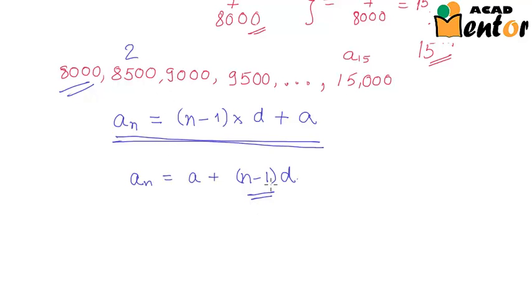Hence, there would have been n increments if it had started from the first term, but since it starts from the second term, we have only n minus 1 increments. Now you can find the nth term of any AP whose first term and common difference you know by using this relation. Now let's look at a few examples.